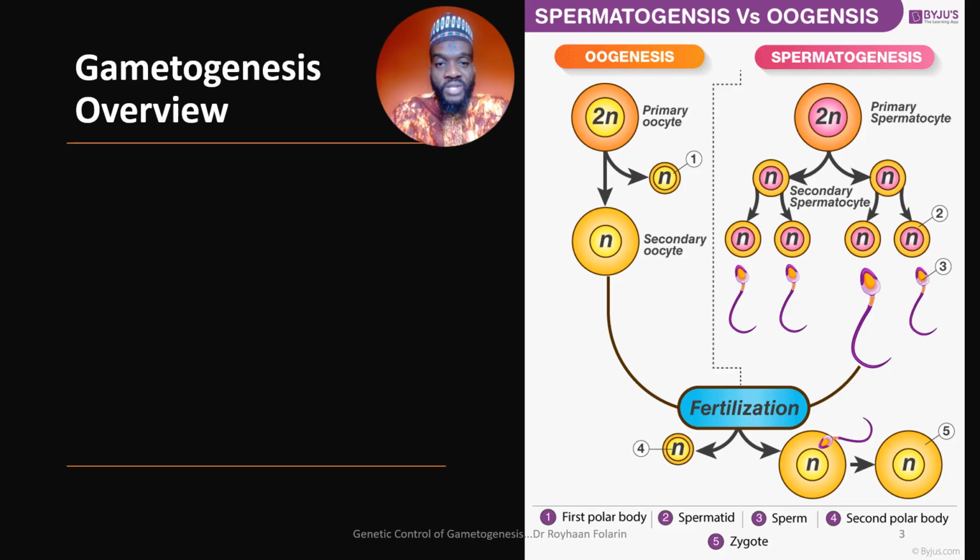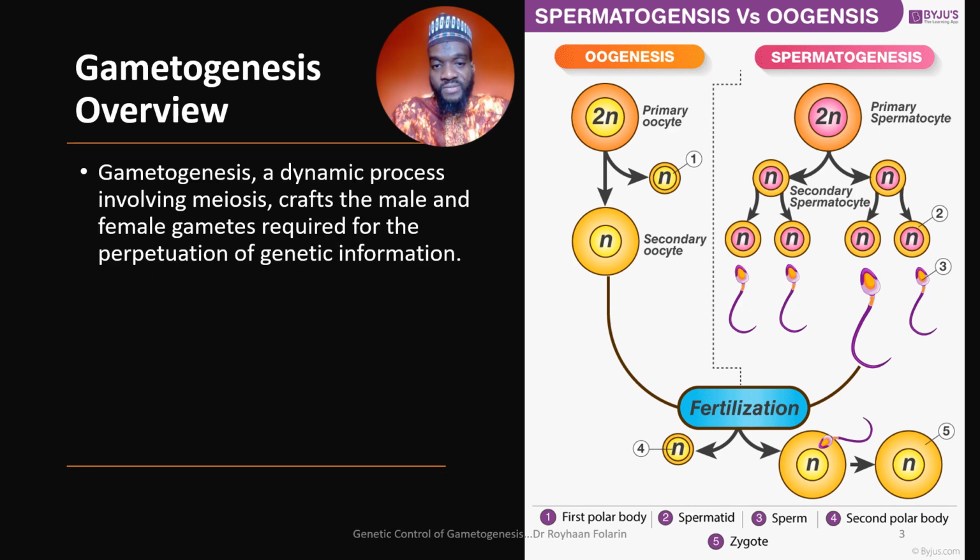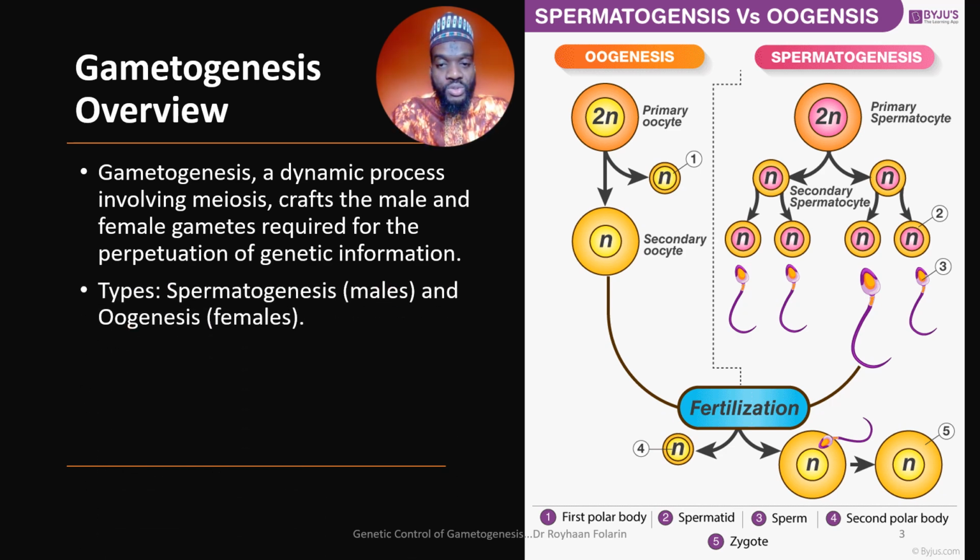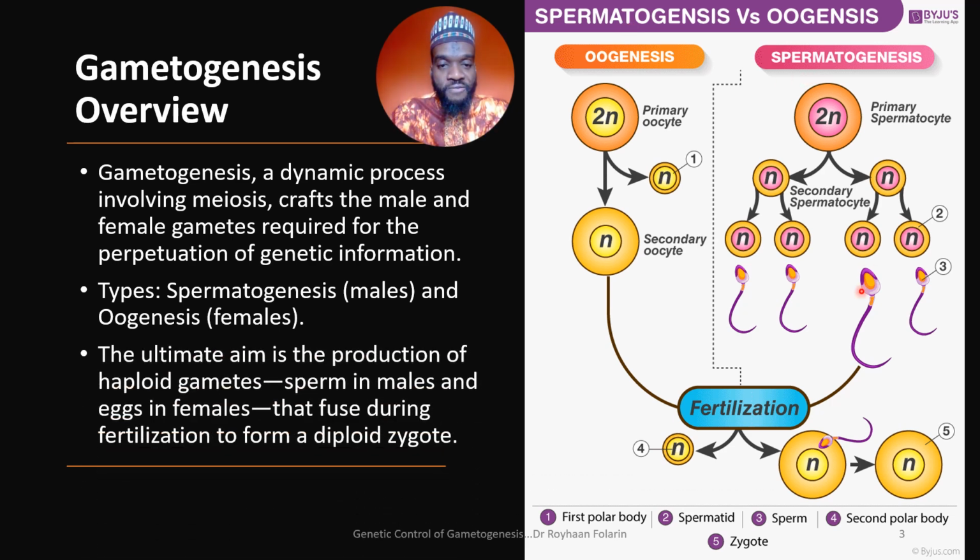At this point, they are known as spermatids, and then they undergo further maturation into what is referred to as sperm. So take note of these keys right here. So here is the zygote, okay, that has been formed after fertilization. To have a further appreciation of this, we further define gametogenesis as a dynamic process that involves meiosis, which crafts the male and female gametes that are required for perpetuation of genetic information.